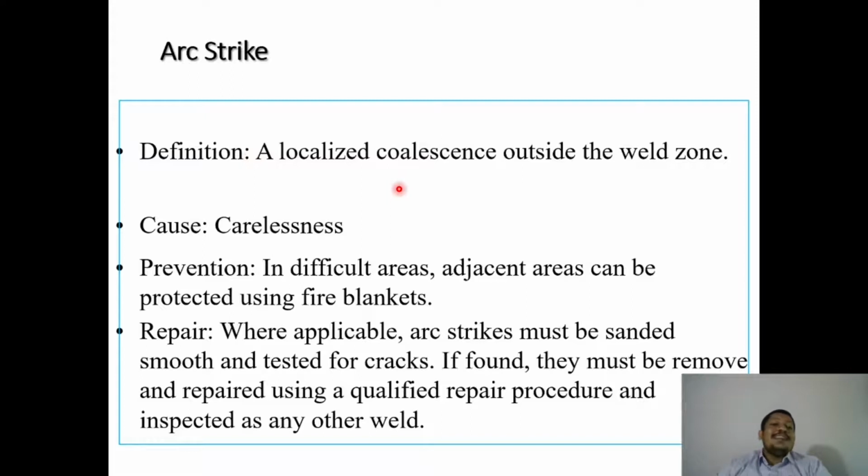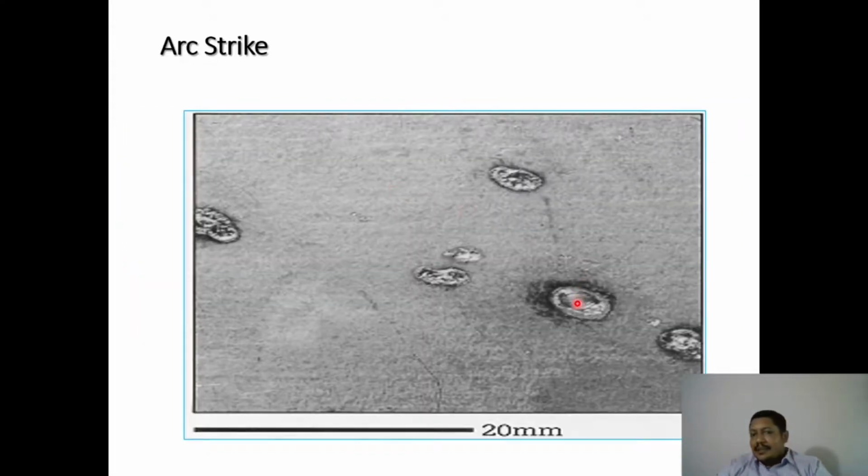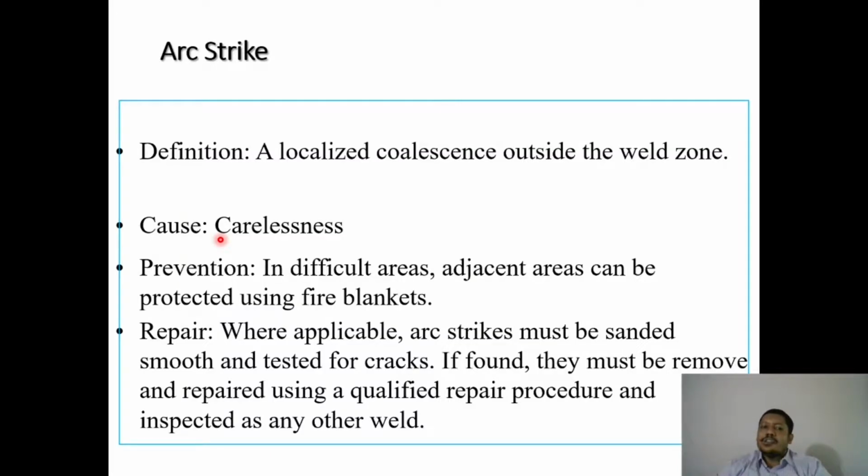So next one is arc strike. Arc strike is a localized coalescence outside the weld zone. That is, you can see these droplets of the material have fallen elsewhere in the plate, not in the joint. That is, when you are welding, you are daydreaming. As a result, it is not going into the joint, it has fallen elsewhere. That is called an arc strike.